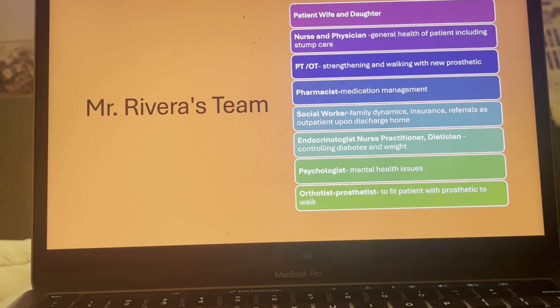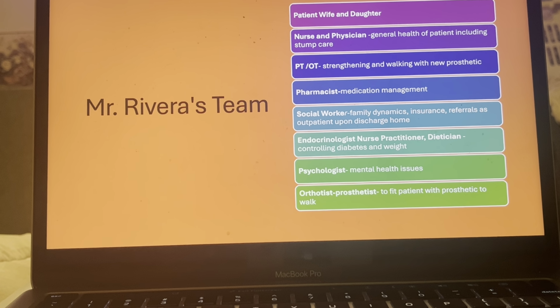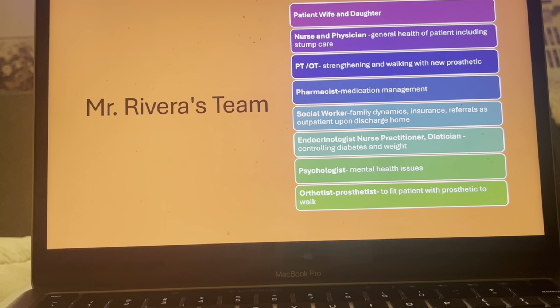The social worker, very important. When there's family dynamics, when people don't get along, we've got to know. Insurance issues are so important upon outpatient discharge: outpatient therapies, any scripts or medical equipment they might need, what's covered by their insurance upon discharge.